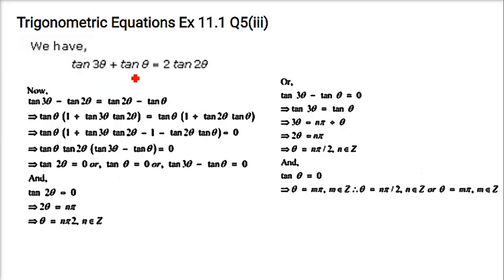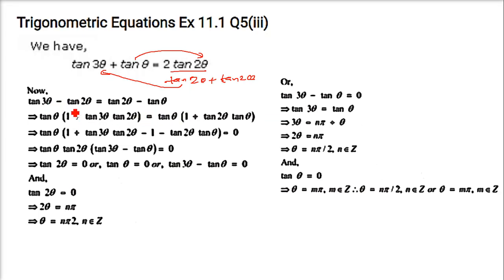Tan 3 theta plus tan theta is equal to 2 tan 2 theta. So this 2 tan 2 theta we can write as tan 2 theta plus tan 2 theta. Now we are bringing one tan 2 theta here with tan 3 theta, and the tan theta we are bringing it here. So tan 3 theta minus tan 2 theta and tan 2 theta minus tan theta. Now here I am using the formula, and you will see the same thing we are going to do here.